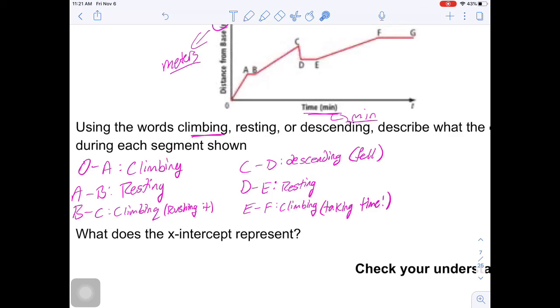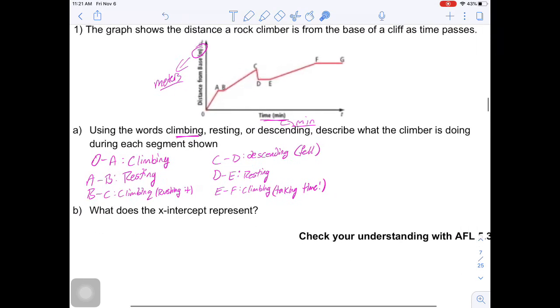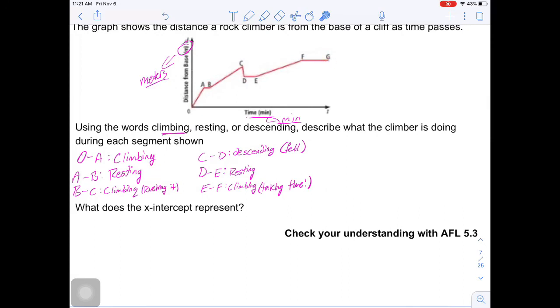Just because he fell so hard, right? And then from F to G, it looks like he probably made it to the top because now he's just resting. So F to G, now he's just resting. And who knows, he's probably done the climb.